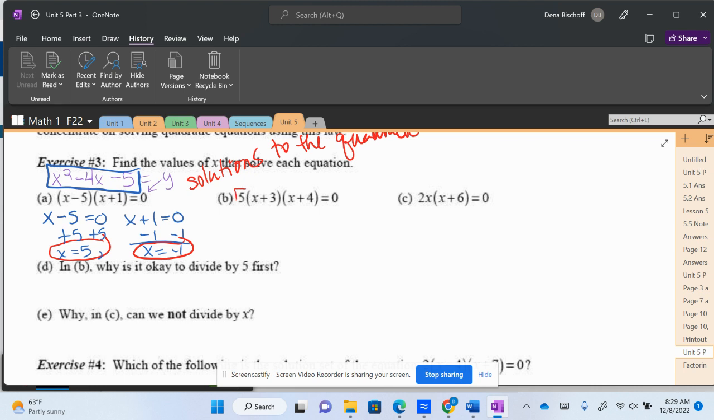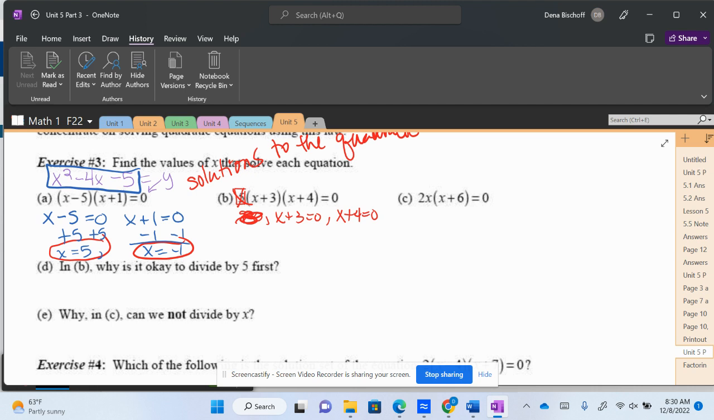So what is this telling me? That we took a what out? Yeah, it had a GCF of 5. So this product says that 5 equals 0, or x plus 3 equals 0, or x plus 4 equals 0. So is 5 equal to 0? No, that's why we take it out. So you just kind of ignore that number on the outside. Does that make sense? You just ignore it.